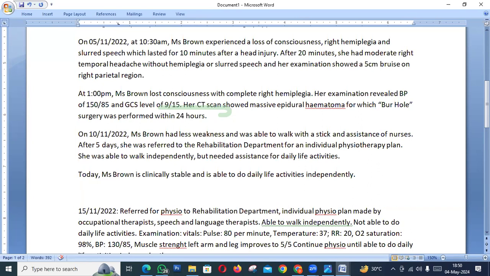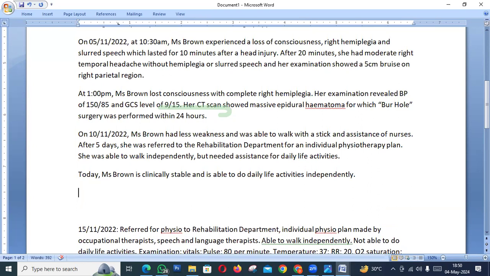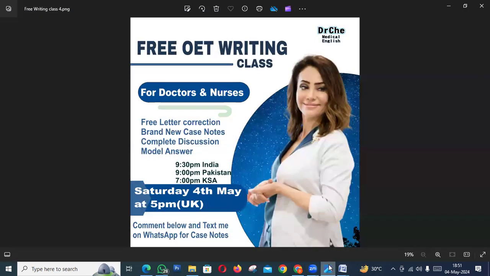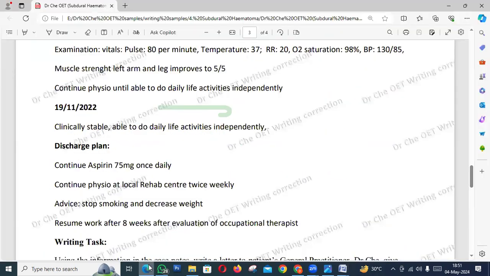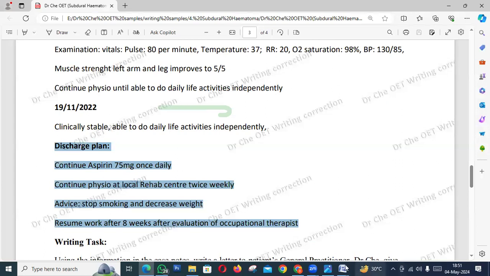Okay. Now you write discharge plan. You cannot write one paragraph, one line here, and then start discharge plan on the next line. No, no. You will continue discharge plan here. Okay. So let us copy this discharge plan and we will convert it into sentences.